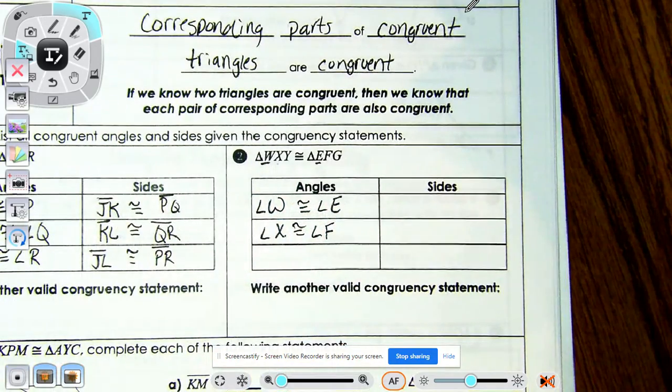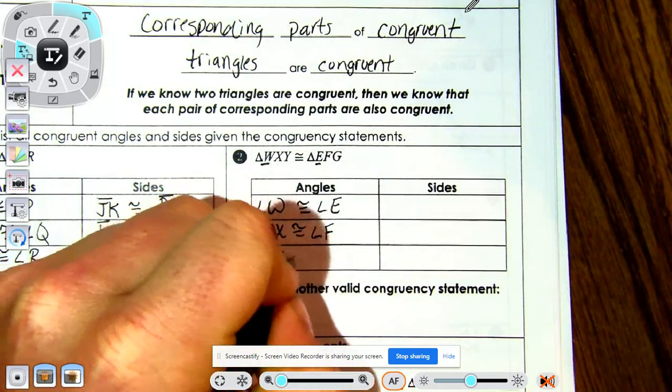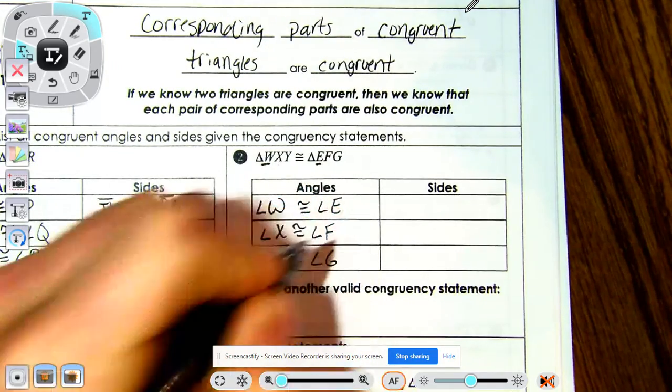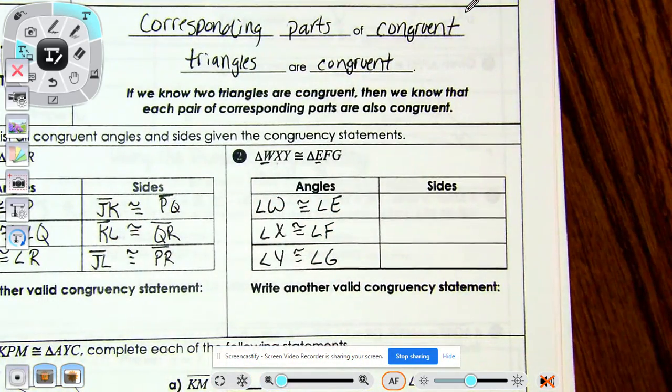So X was congruent to F. And my last one would be Y is congruent to G. Usually the angles are pretty easy. Sometimes the sides can give people fits, but just find the pattern over here.